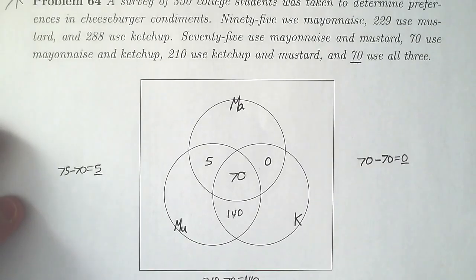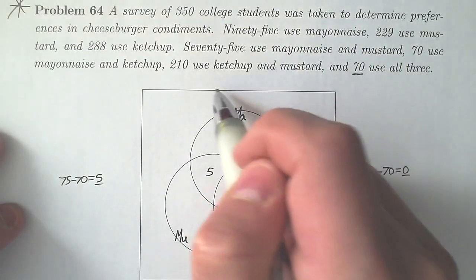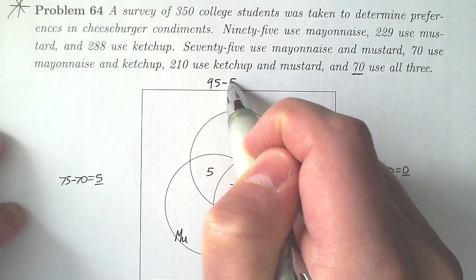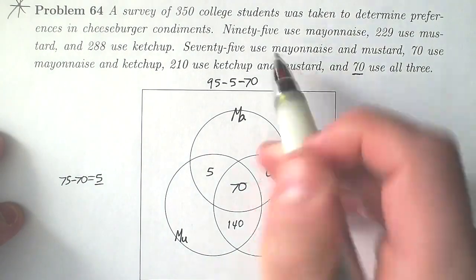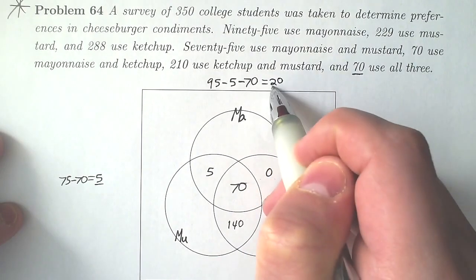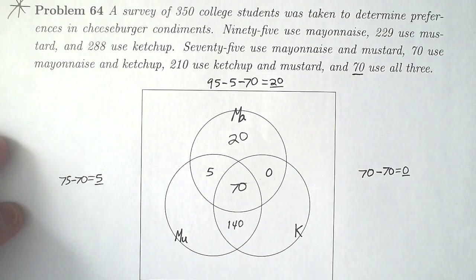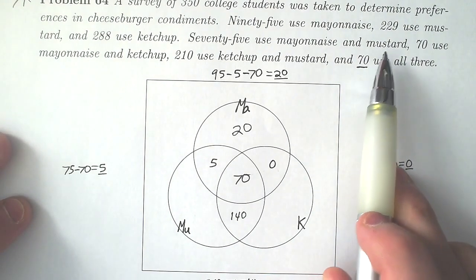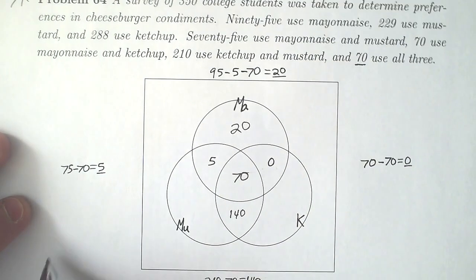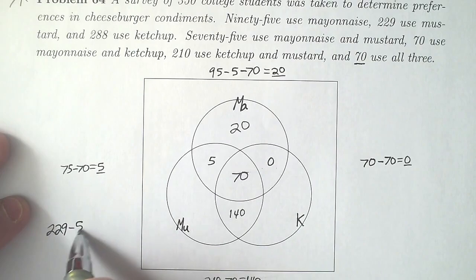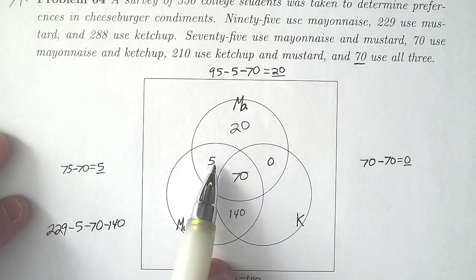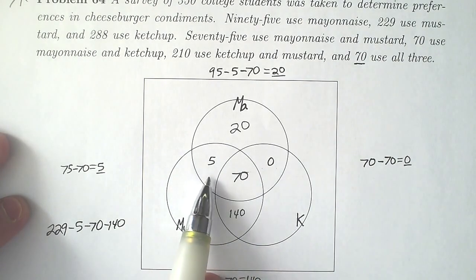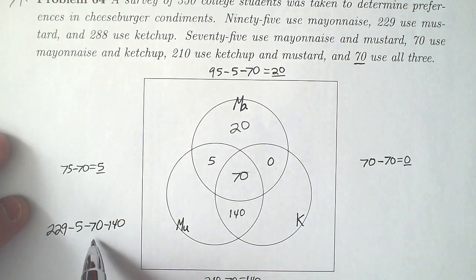The problem says 95 people use mayonnaise. So 95 minus the 5 we already counted and the 70 we already counted. And I don't need to subtract 0. Subtracting 0 won't do anything. So 20. It says 229 use mustard. So 229 minus 5 minus 70 minus 140. Don't forget, we're doing everything in the circle of mustard minus the ones that we already have accounted for. So I get 14.